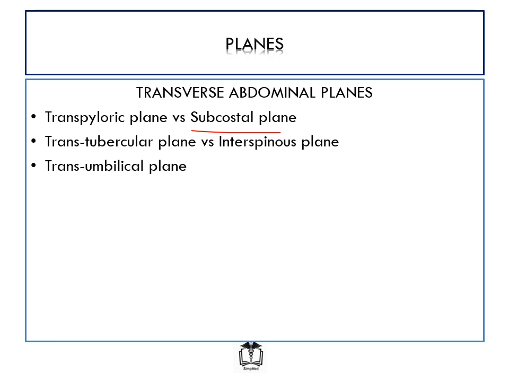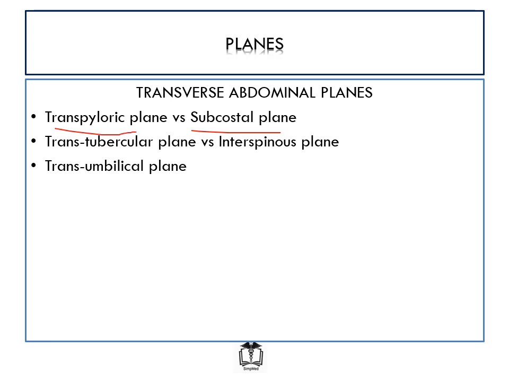Transpyloric plane, compared to the subcostal plane, is a little bit superior. It tends to pass through the inferior border of L1 vertebrae, in contrast to the subcostal plane that is passing through L3 vertebrae. The transpyloric plane also tends to cut across the ninth costal cartilage, in contrast to the subcostal plane that cuts across the 10th costal cartilage.